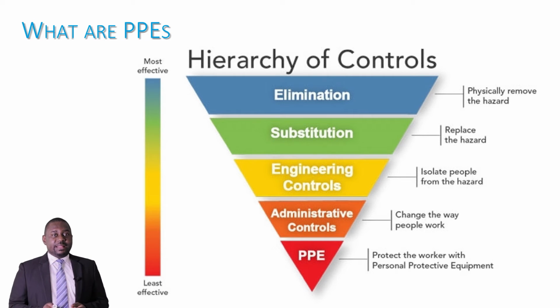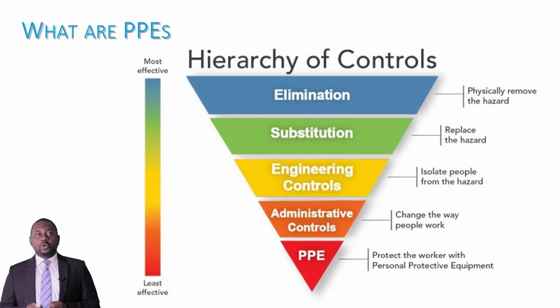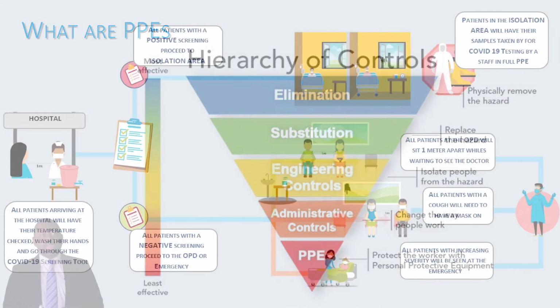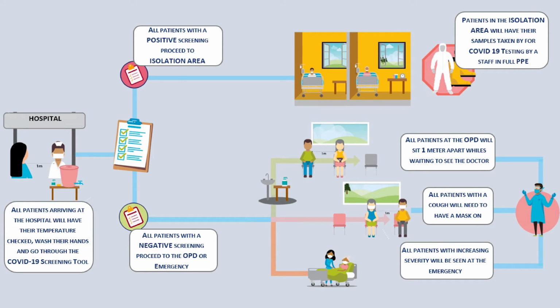But you should realize that administrative controls also play a big role, and some of the administrative controls are illustrated in the diagram that we are showing here. If a patient comes to the hospital, ensure that there is 1 meter between the patient and the one doing the screening. Perform your screening tool. If the patient is negative on your screening tool checklist, the patient can now proceed to the consulting room, ensuring that they are sitting 1 meter apart from each other.